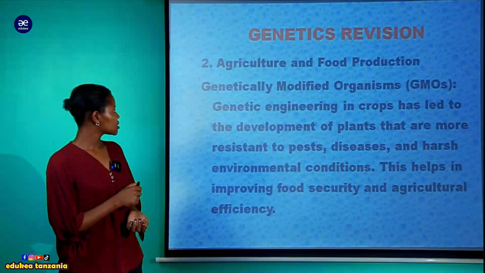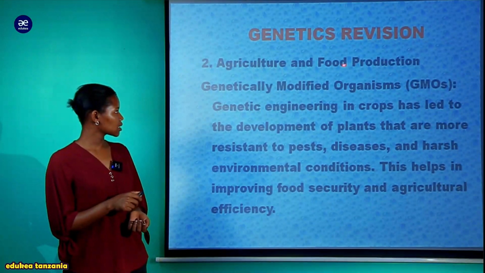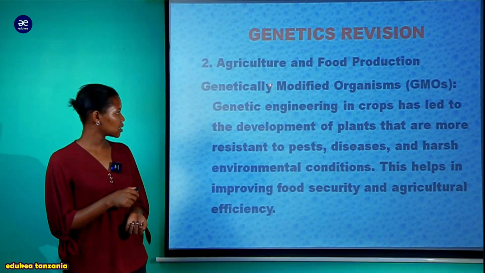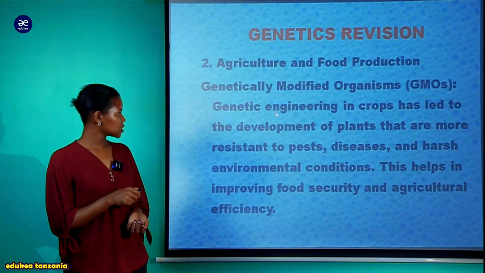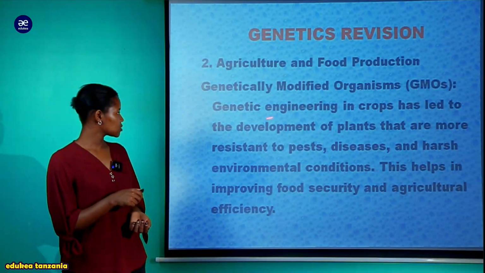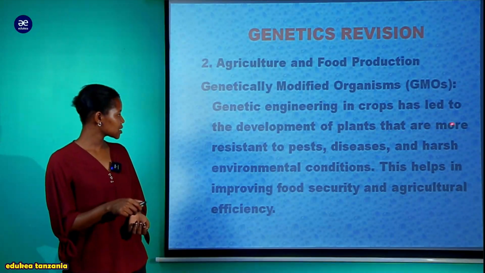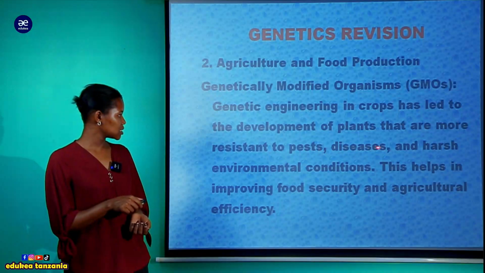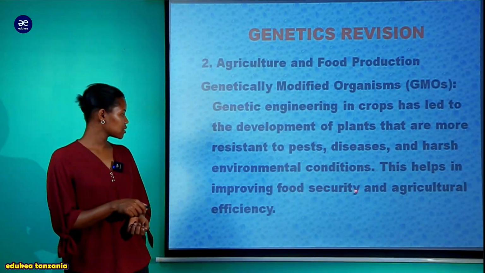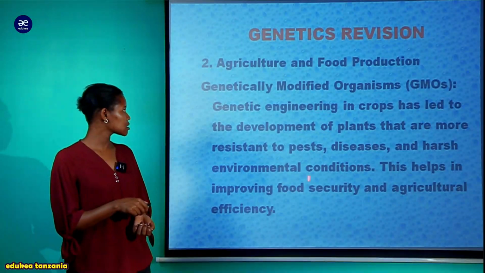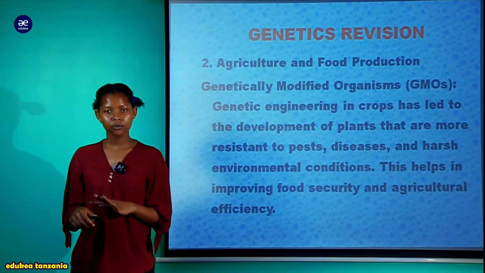Again, the second application is agriculture and food production, starting with GMO, genetically modified organisms. Genetic engineering in crops has led to the development of plants that are more resistant to pests, diseases, and harsh environmental conditions. This helps in improving food security and agricultural efficiency. We are talking about agriculture and food production.